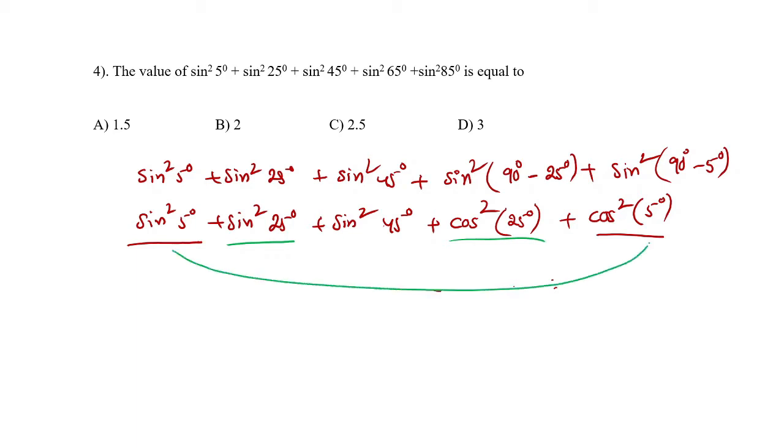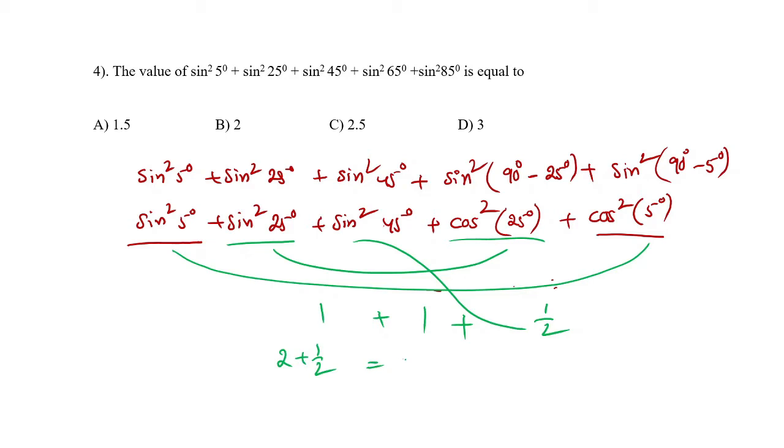So from these two the value is 1, and from these two the value is 1, and sine square 45 degrees is 1 by 2. So here 1 plus 1 plus 1 by 2. 2 plus 1 by 2 equals 2.5. The answer is option C.